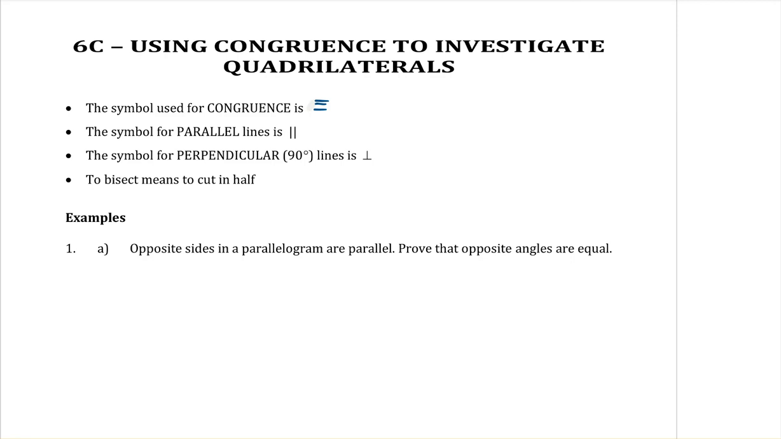Today we're looking at some harder questions that involve congruence. Just a reminder, the symbol for congruence is the 3 horizontal lines. The symbol for parallel is 2 vertical lines. The symbol for perpendicular, which means 90 degrees, is the upside down T. And to bisect something means that you're going to cut it in half.